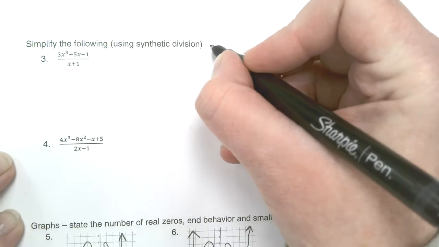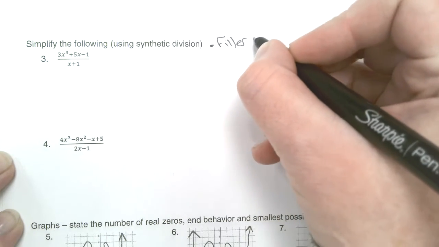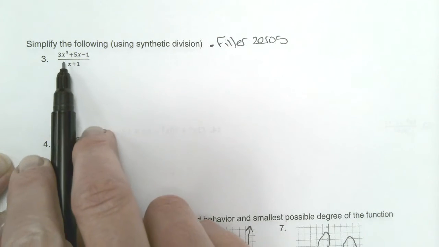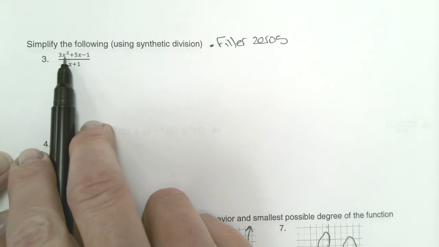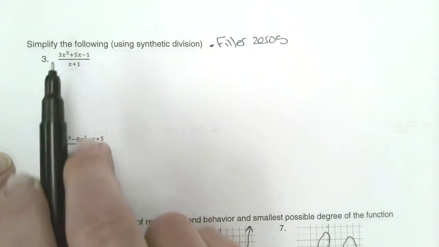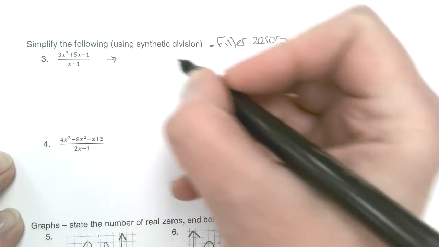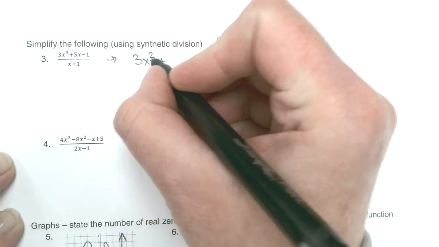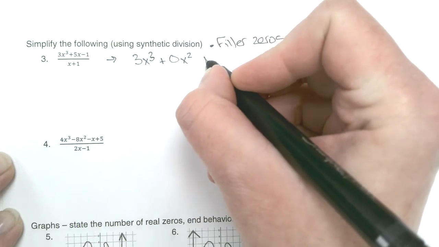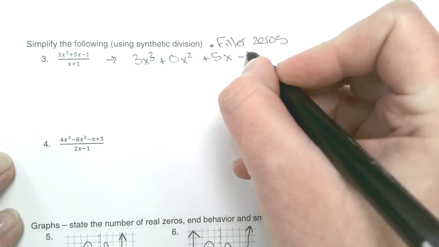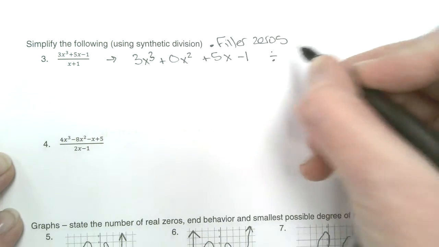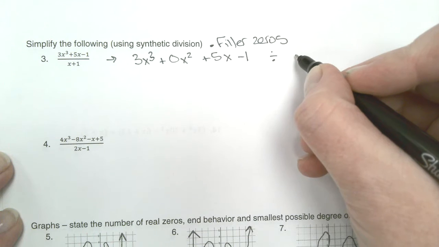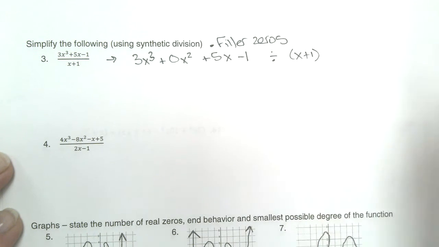If you need to do synthetic division, you need to make sure that you have all your filler zeros in place. So my exponents go 3. Oh, then it skips over the 2. So let's make sure we rewrite this. 3x to the third plus 0x squared plus 5x minus 1. If you don't like it up and down, you can always write it sideways, divided by x plus 1.